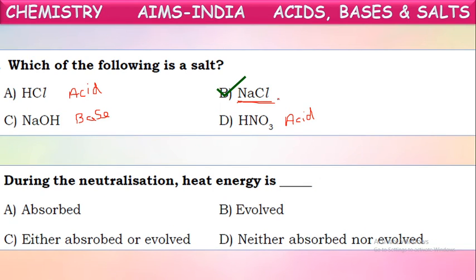During the neutralization, heat is. What happens to the heat when neutralization is occurring? Heat is evolved, because these neutralization reactions are exothermic in nature. When an acid and a base react together to form salt and water as products, heat is evolved along with salt and water. So those reactions are called exothermic reactions. Neutralization reactions are exothermic because they evolve heat.